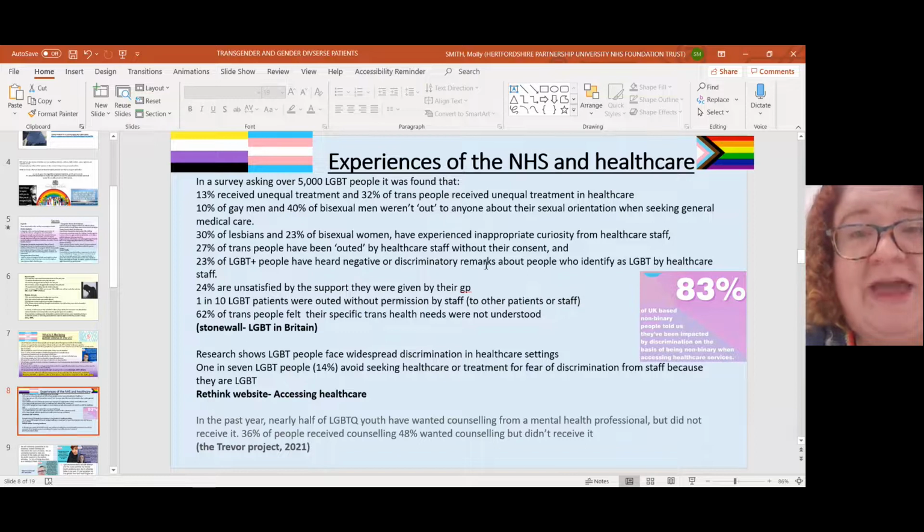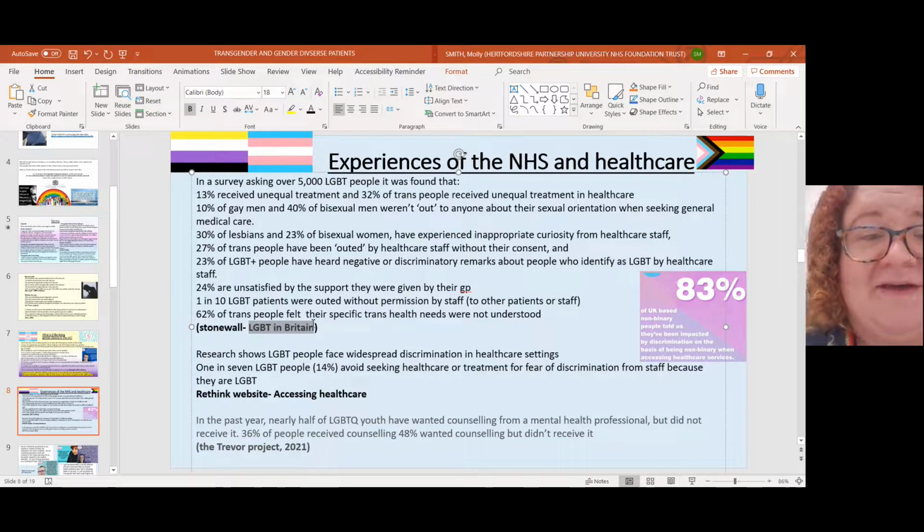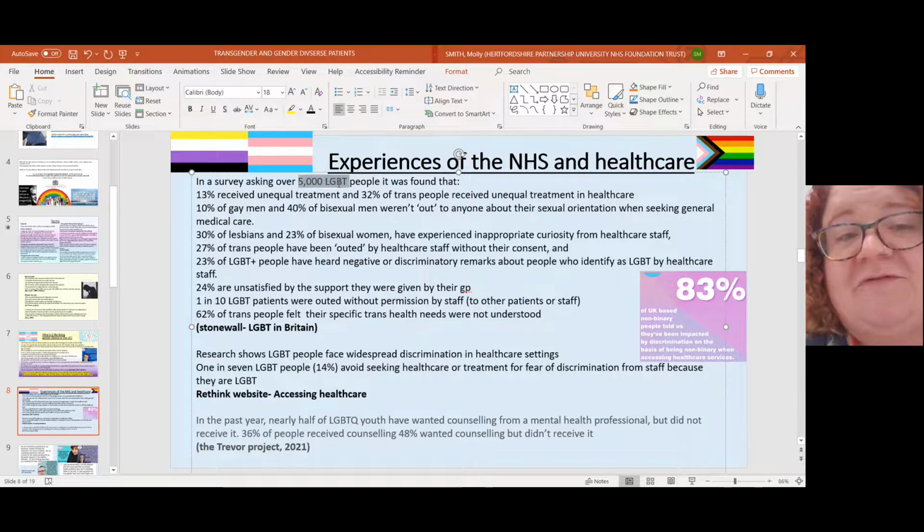So let's go on to the NHS and healthcare. So this is a survey. Again, it's the LGBT in Britain survey. I have used this a lot because it is an awesome article. Just to clarify, this survey covered 5,000 LGBT people in Britain. It's a really large survey, okay, 5,000 people.